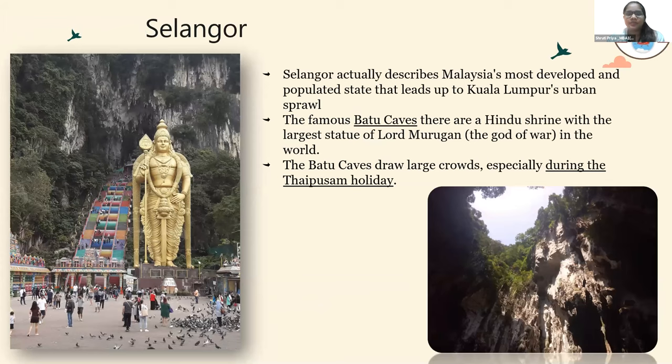Next we have Selangor. Selangor is a state. If you are going to Kuala Lumpur, you will get the city in between. This state is famous for the Batu Cave. This Batu Cave has a temple, a shrine inside, and the Lord who is worshipped inside is known as Lord Murugan, whom we also worship in South India. Right?